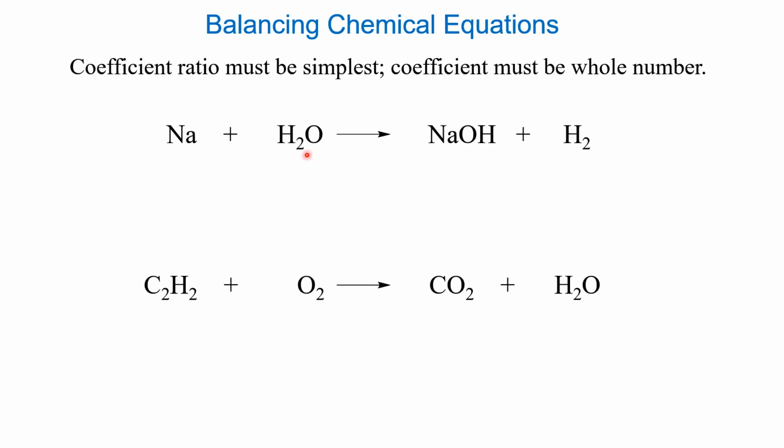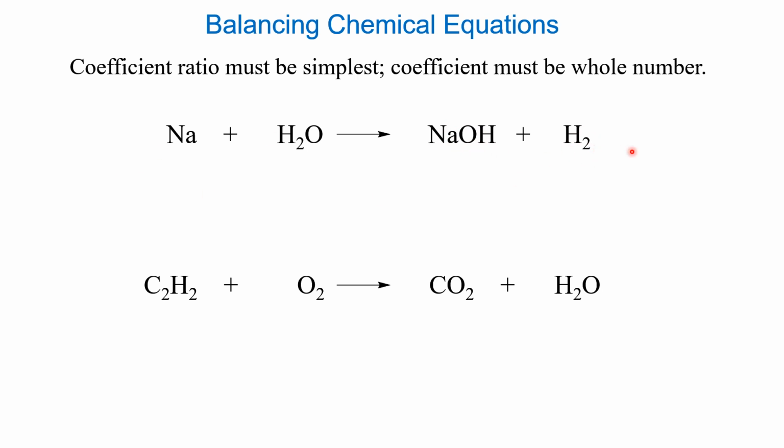Okay, this is another rule actually. The rule is the coefficient ratio must be the simplest whole number ratio. The coefficients also must be whole numbers, as I just said. So if you have sodium react with water, it can produce sodium hydroxide and hydrogen gas. This reaction is vigorous.